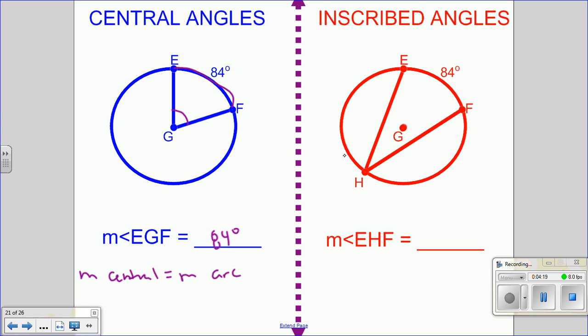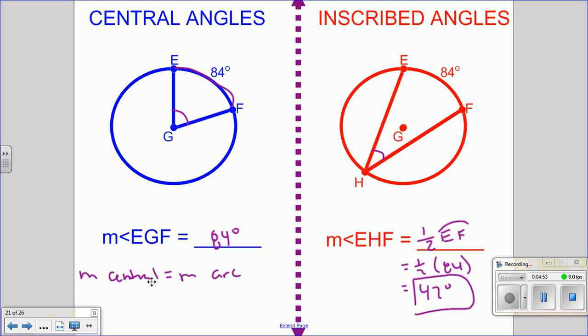Now, when it's an inscribed angle, and I'm looking for the angle, we just mentioned in theorem 10.6 that the measure of the angle is equal to 1/2 the measure of the arc. So the arc we're talking about is still EF. So I need 1/2 of 84. And half of 84 is 42. So the measure of EHF is 42 degrees.